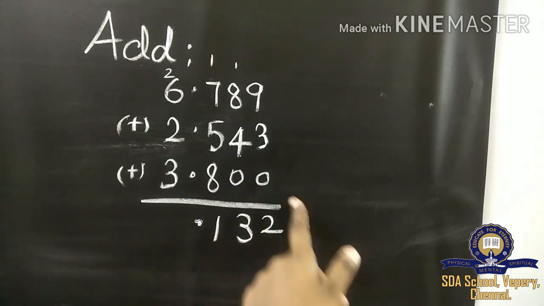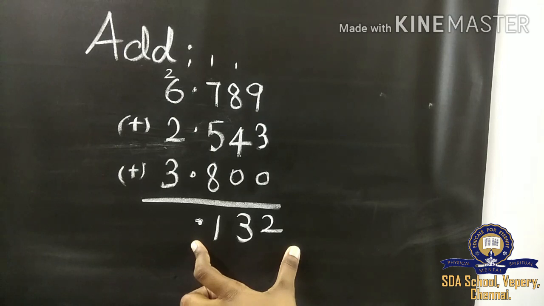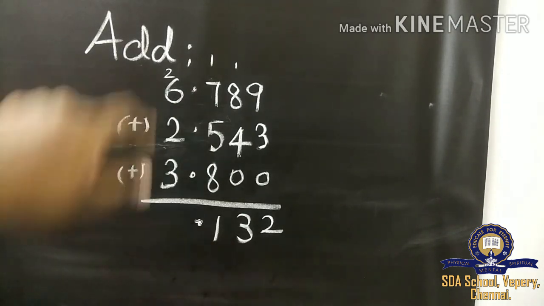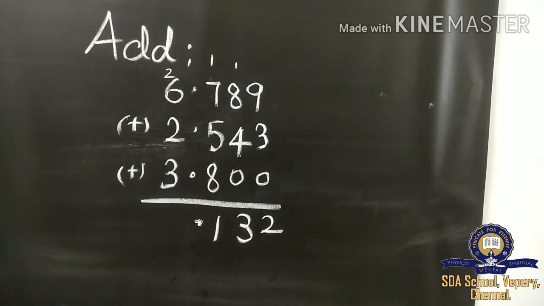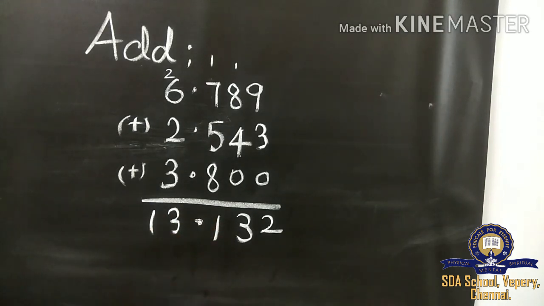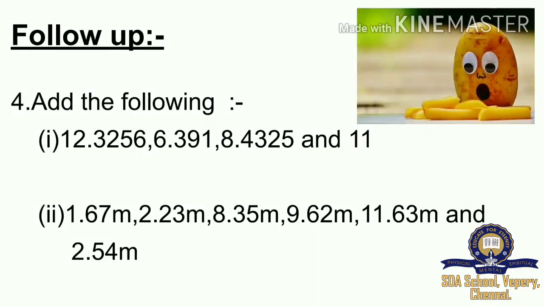After the point there should be 3 numbers. If you add 6 plus 2 plus 2 plus 3, the answer will be 13. So if you add these decimals, the answer will be 13.132. Here is your follow-up work.